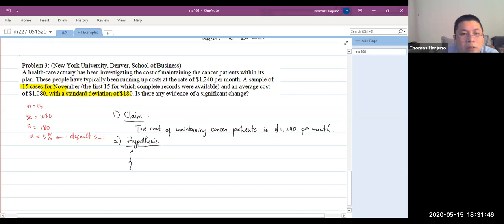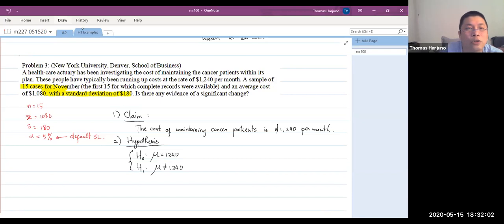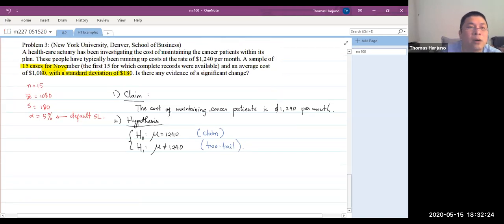So the null hypothesis is mu equals 1,240, and the alternate hypothesis is mu not equal to 1,240, the complement. I hope you see even better now that the claim does not need to go to the alternate hypothesis all the time. It is possible that the claim goes to the null hypothesis. In this case, we get a two-tailed case again. Then our step 3, I can actually ask you to do this. Can you try to do this?